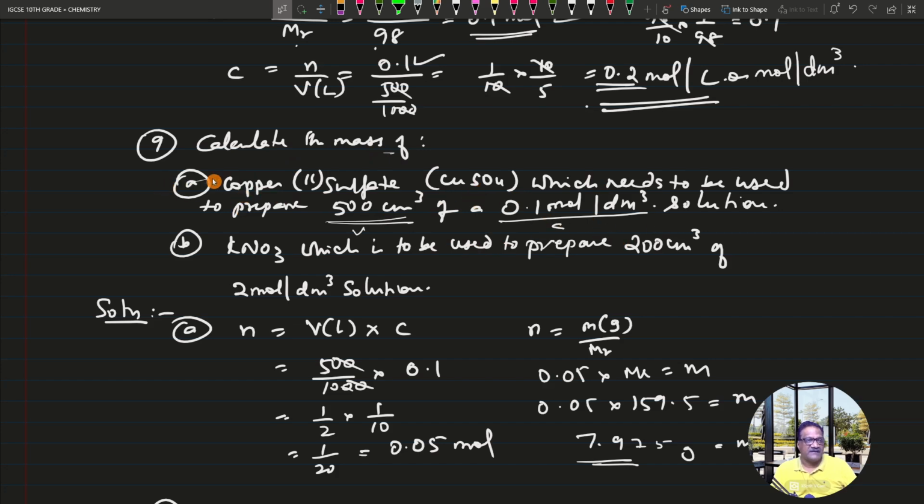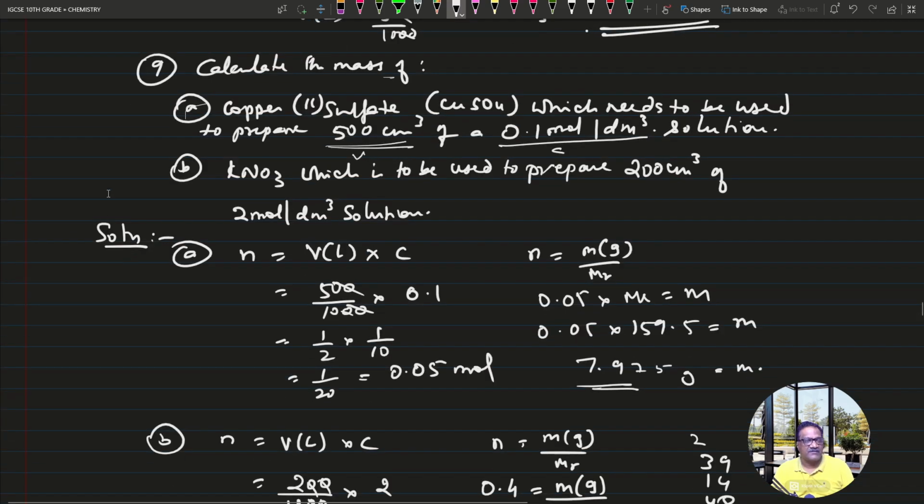Fine. So the A part of the question we'll do first. n will be equal to V into C, right? n is not given, so we'll first find out n. n will be equal to volume, which is given as 500 centimeter cube, so 500 upon 1000, multiplied by concentration, which is given as 0.1. If you work out 500 upon 1000 into 0.1, this will work out to 1 by 2 into 1 by 10, that is 1 by 20. So 0.05 mole. This is the n value for CuSO4.